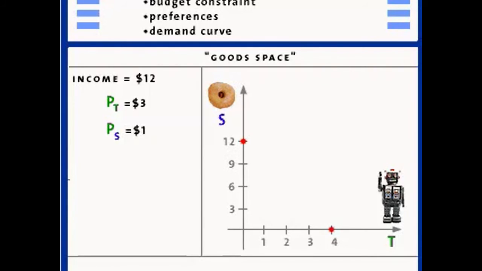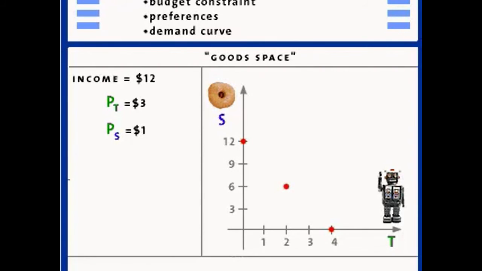Now, what about combinations that have some of each in them? Let's suppose you decided you wanted to buy 2 toys. How many snacks could you afford to buy? Well, 2 toys will cost you 2 times $3 equals $6. Subtract 6 from 12, that leaves you $6 to spend on snacks. And since snacks are $1 a piece, you can afford to buy 6 of them. So one point on your budget constraint will be 2 toys and 6 snacks, a point like this.